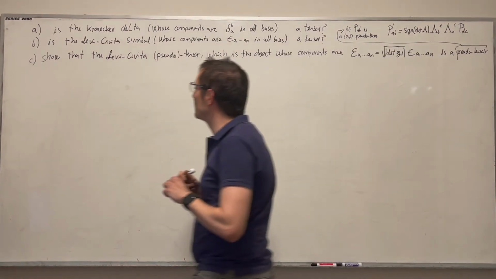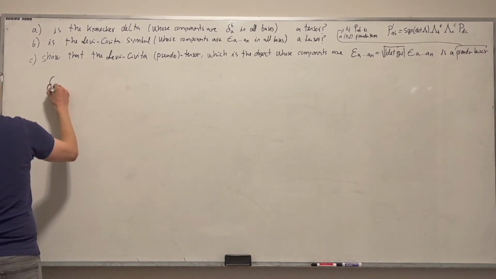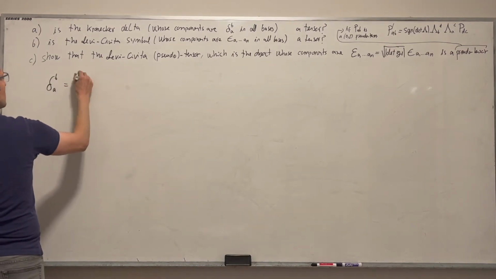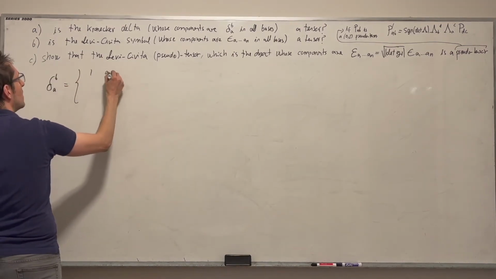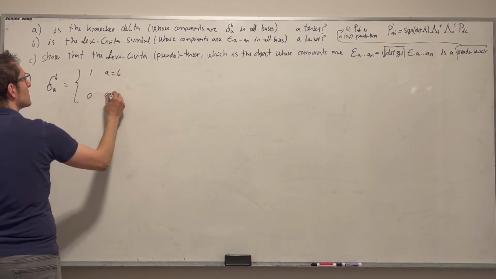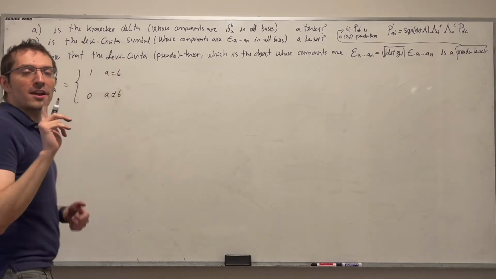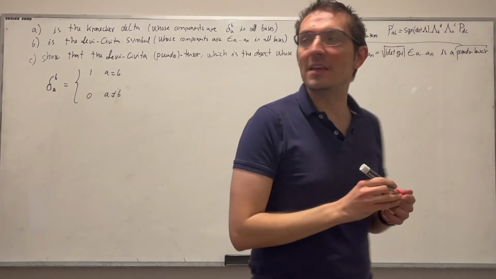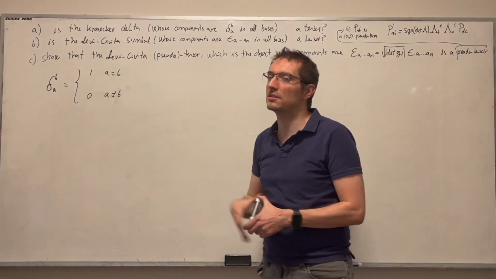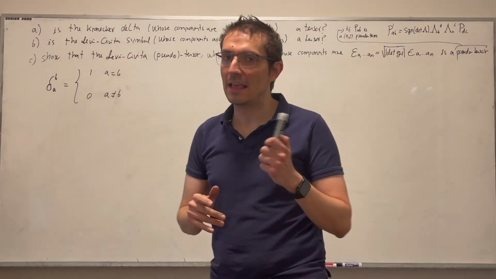So the delta, it's funny because remember, delta AB is equal to 1 when A equals B and 0 otherwise, okay? And that's true regardless of the bases. It should be the same in all bases. It's just 1s and 0s in all bases. Those are the components. Is that a tensor?